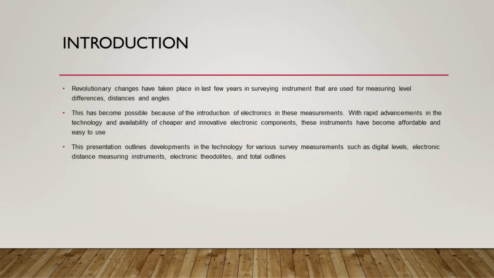Introduction to modern surveying. Revolutionary changes have taken place in the last few years in surveying instruments that are used for measuring level differences, distances, and angles. This has become possible because of the introduction of electronics in these measurements. With rapid advancements in the technology and availability of cheaper and innovative electronic components, these instruments have become affordable and easy to use. This presentation outlines developments in the technology for various survey measurements, such as digital levels, electronic distance measuring instruments, electronic theodolites, and total stations.